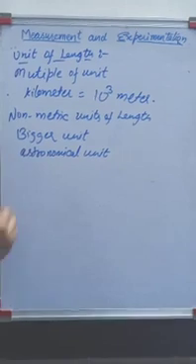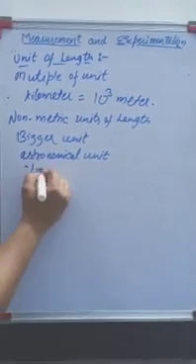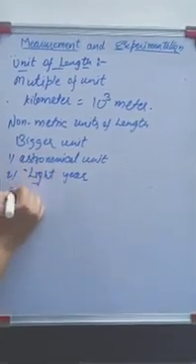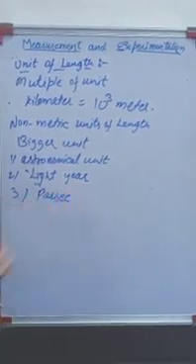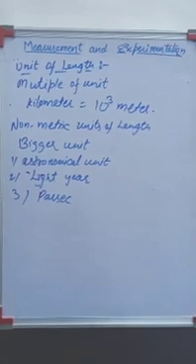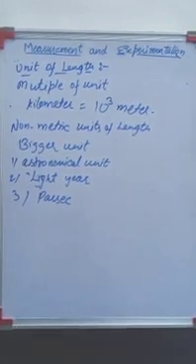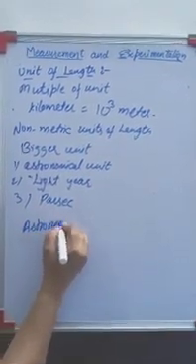Second, I am having light year. Third is Parsec, right? So these are the very bigger units for the unit of length. So first is what? As I said, astronomical unit.